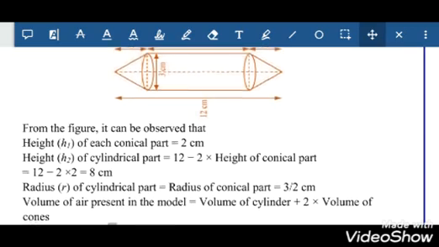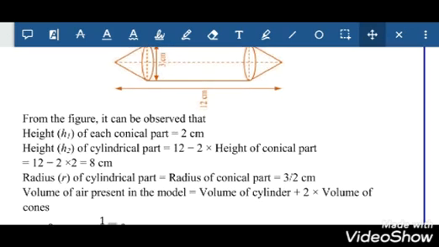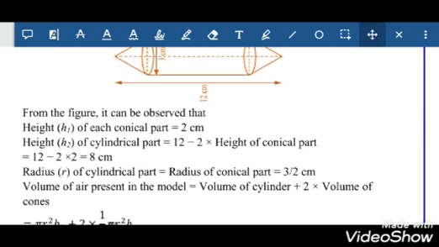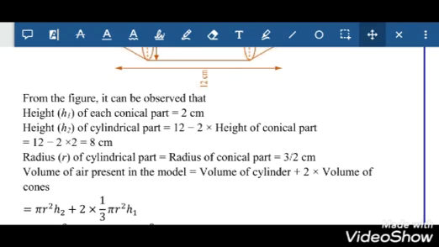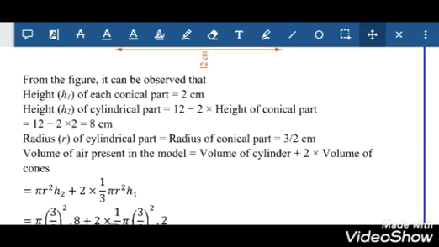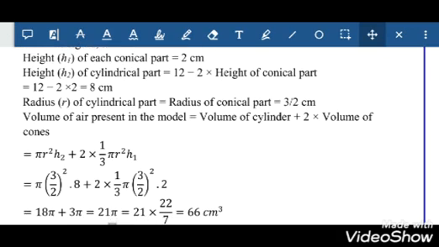So you know that the volume of a cylinder is pi r square h, and the volume of a cone is nothing but 1/3 of the cylinder, that is 1/3 pi r square h. We need to add. So h1, h2 denote the different heights of the cylinder and cone. So we need to substitute directly: pi into 3/2 whole square into 8 plus 2 into 1/3 pi 3/2 the whole square into 2. So now we need to calculate what we get.